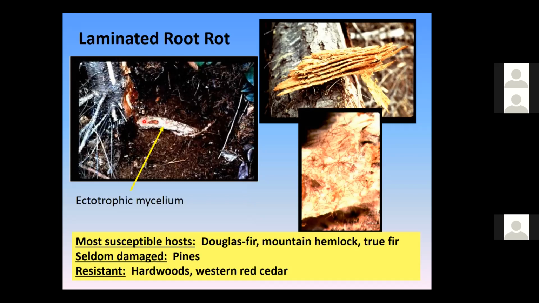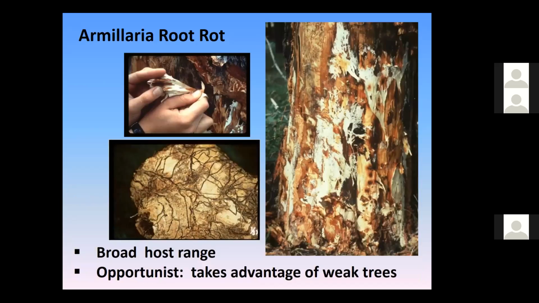And then also, I mentioned this white mold pattern on the outside of the bark. That's the mycelium again. For laminated, it grows on the outside of the bark. So you can see that with this disease, the pines are seldom damaged, and hardwoods like alder and maple and western red cedar are resistant. So this is one where you can choose a different tree species to kind of adapt to having this on your trees.